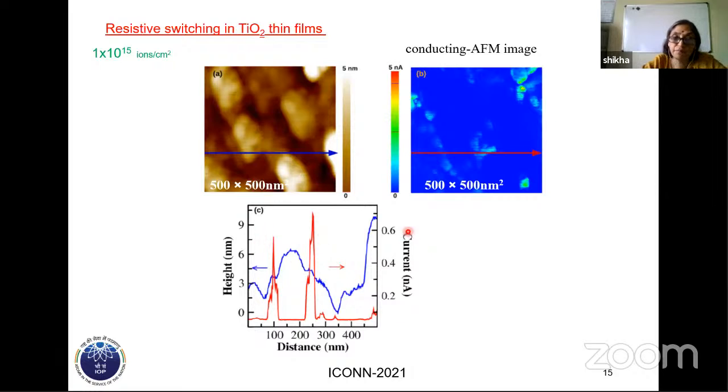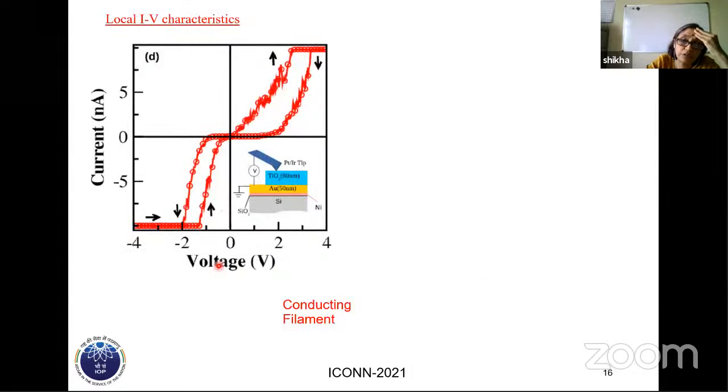And if we show the profile, height is blue in color and current is red in color. So there are places where the current becomes very high. And if we do the IV characteristics, this is done at the same voltage. If we do the IV characteristics, it looks like this.